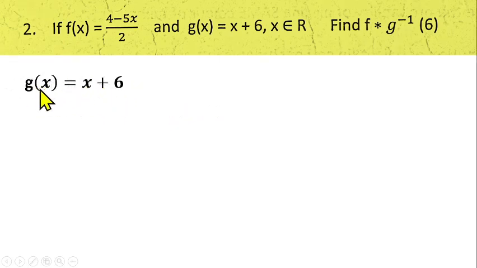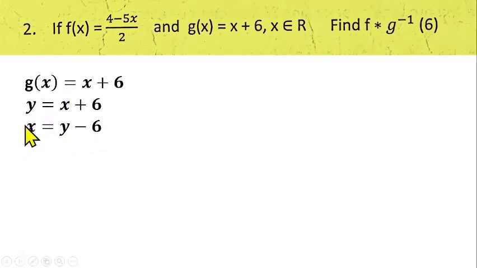So we know that g of x simply means y. So y is equal to x plus 6. So you have to make x the subject of the formula. So we'll be having x is equal to y minus 6. So from there, to find the inverse of this, you need to change the variable. So this one becomes y, this one becomes x.